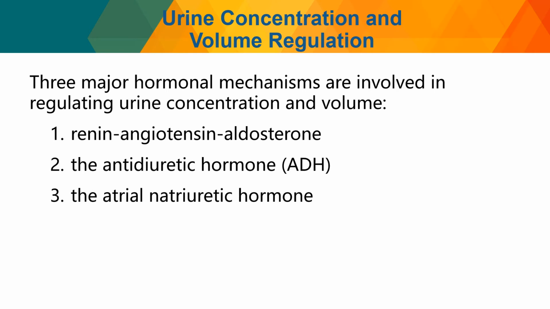For the urine concentration and volume regulation, there are three major hormonal mechanisms that are involved in regulating the urine concentration and volume. First one would be the renin-angiotensin-aldosterone mechanism. Second is the antidiuretic hormone or the ADH. And the last one would be the atrial natriuretic hormone.